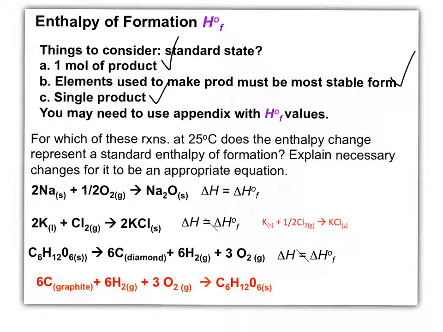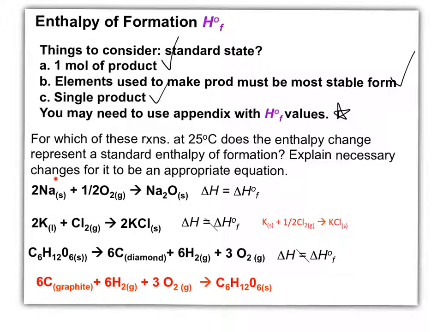So now, remember we talked about these delta H formation values. They can be found in an appendix, usually in the back of the book, and you can utilize these for calculations. We'll look at that in a minute. For now, let's go ahead and decide if the following reactions seen here actually represent a standard enthalpy of formation. Okay, so if we look at this first problem, first things first is criteria A, 1 mole of product. There is a single mole of product here, so far we're good. Elements used to make the product must be in their most stable form.